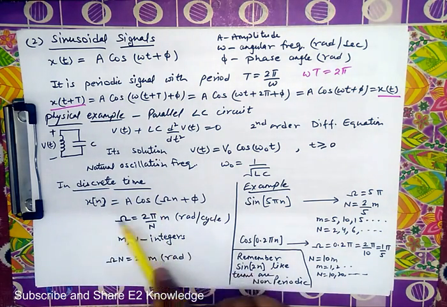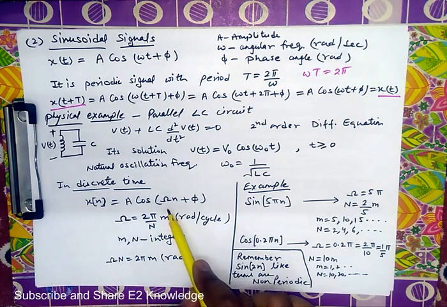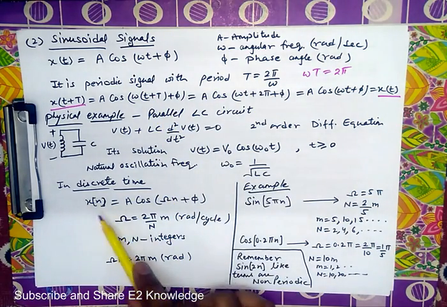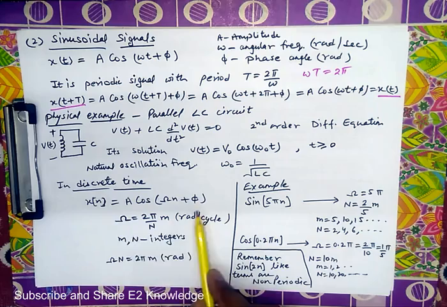In the discrete time domain, x[n] is equal to A cos(omega n plus phi). It is also omega, capital omega, it is small omega in Roman. So x[n] is equal to A cos(omega n plus phi).